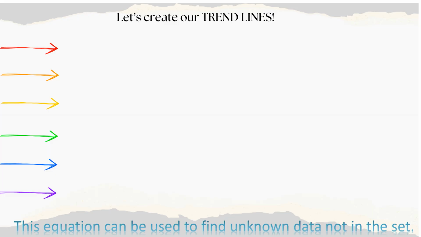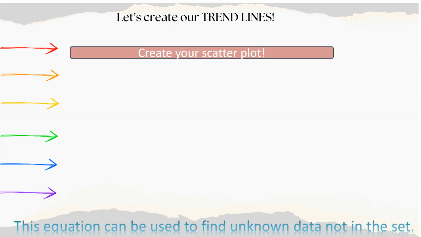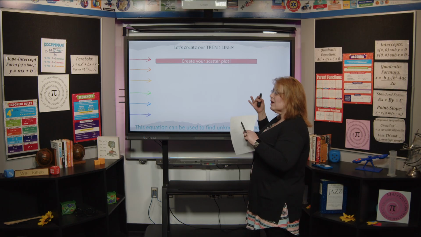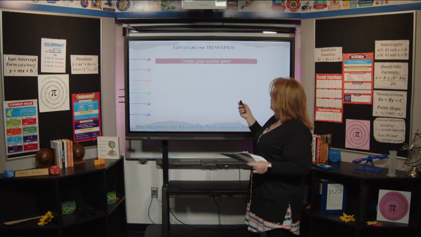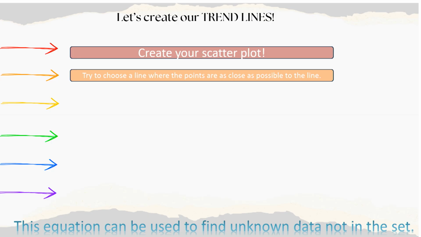The first thing we want to do to create these trend lines is create our scatter plot. You can do that with pencil and paper, calculator, or Desmos. Just create the scatter plot. The next thing, if you do not have Desmos or the calculator at hand, is you can find a line by using just the data that you are graphing. You want to choose a line where the points are as close as possible.